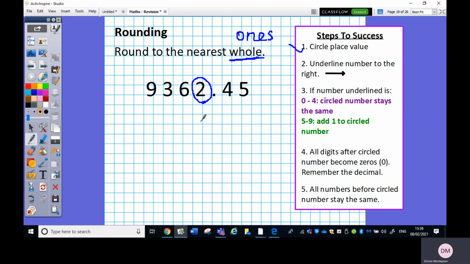Good. Can you tell me which number to underline? Great. Yes, you're right. Okay. Now, can you read the next step to success? So my underlined number is 4. Tell me what I'm going to do. Good. Yes, the circled number is going to stay the same. So I'm going to write that down. Okay. Number 4, can you read out the step to success?